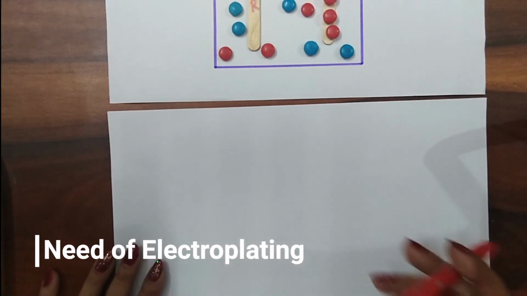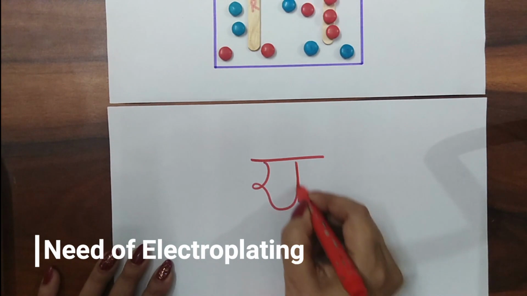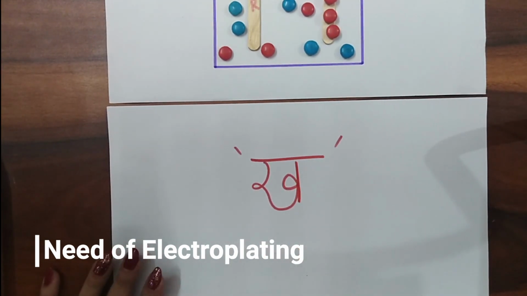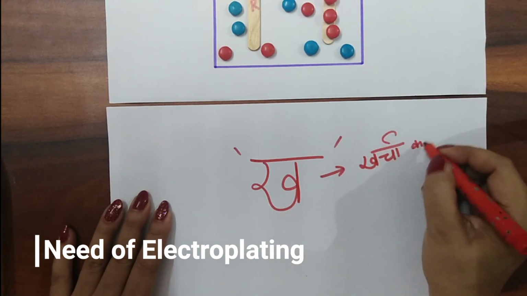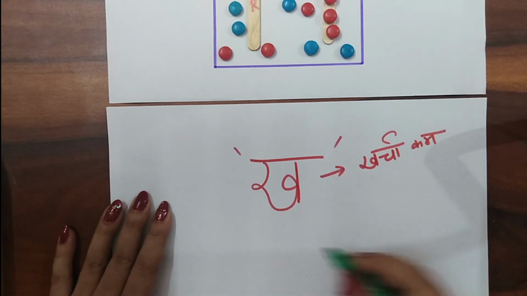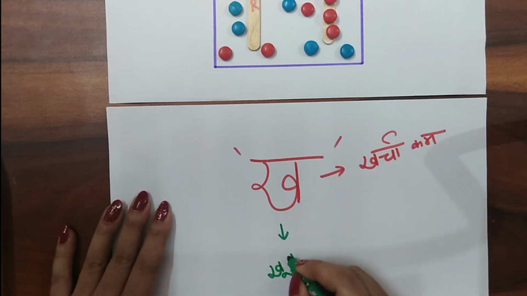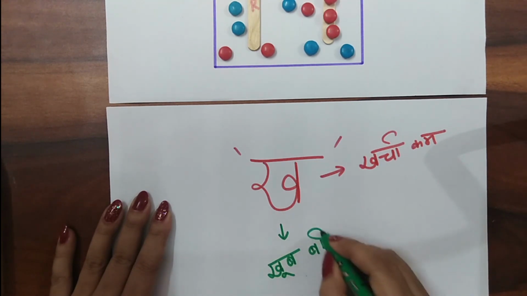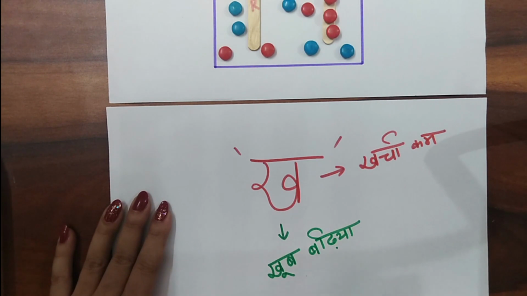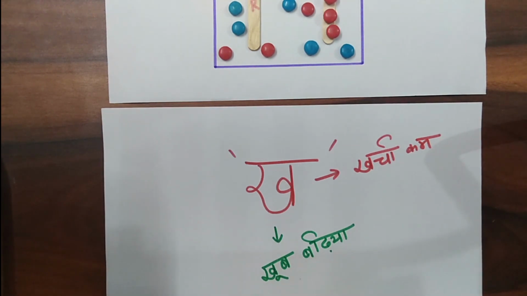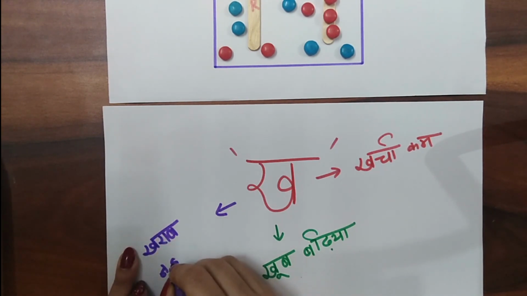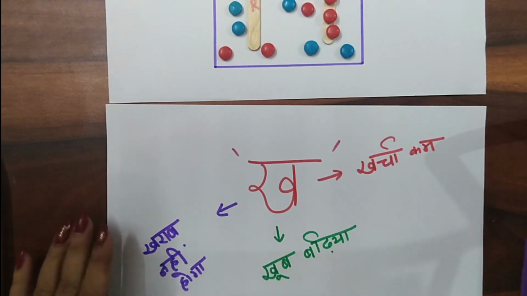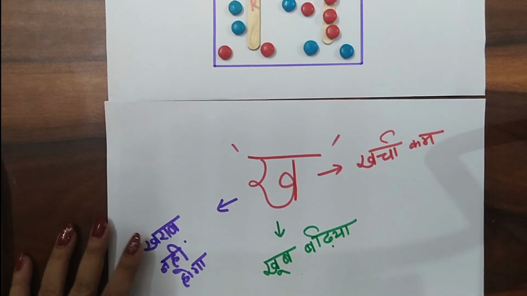Why do we need to do this process of electroplating? So for this, just remember about K. Now what is K? K means kharcha kam. Another K means it makes the article look khoob, badhiya. And the third K means kharab nahi hoga. So again, just a recapitulation, what do we mean by all these words?